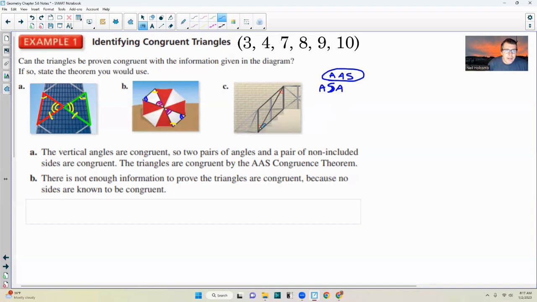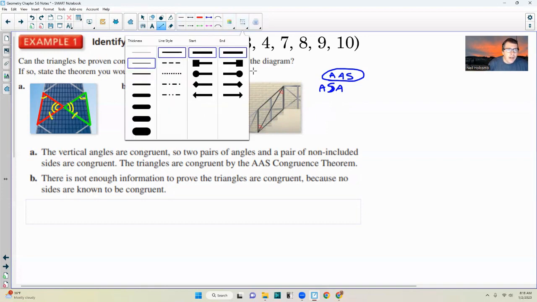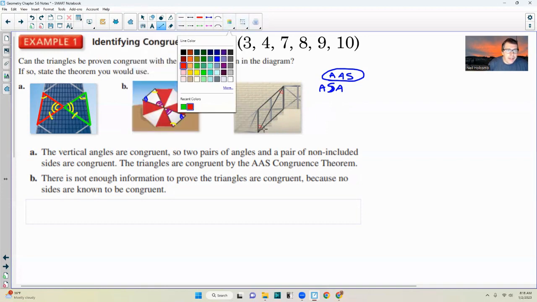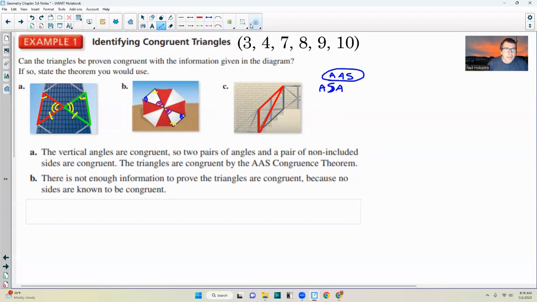C is a set of stairs with a railing, and we have two triangles. So again, let me identify the triangles using colors. Again, we'll do red. So if I start here and go up to here, and then here's the rail, and then back down to here. And the other one, I will make blue. Then we have this triangle here. These are the two triangles we were given.